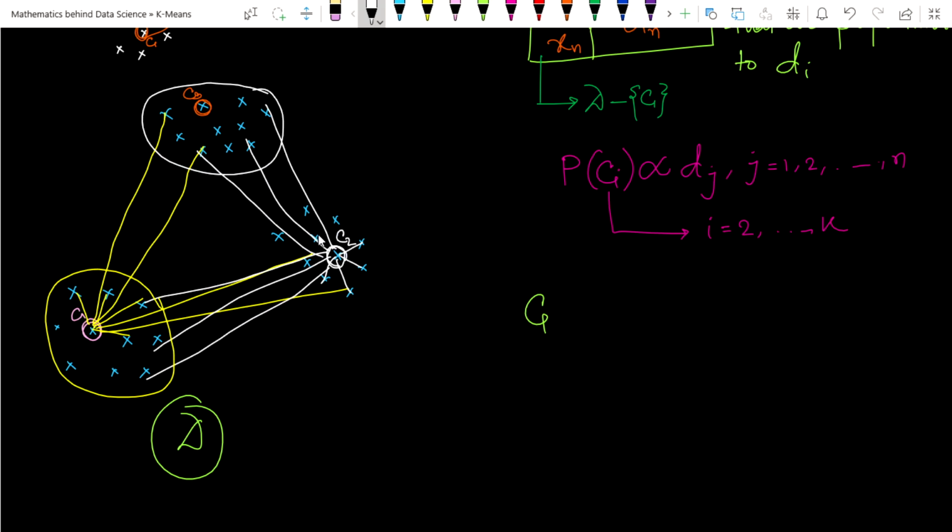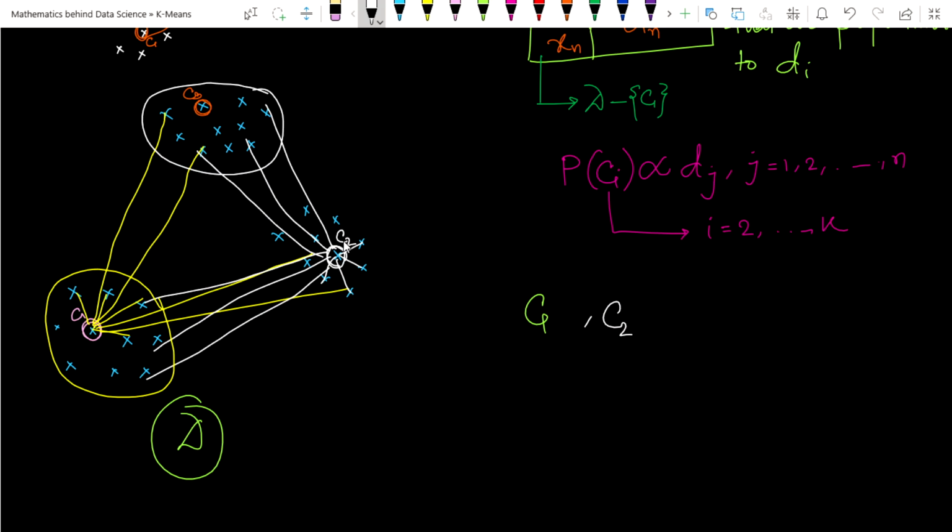So there may be a chance of being picked up here, but the chance is very low. The distances from these regions to this point are much greater, so the chance of picking from these regions is much higher. Suppose we take the next point that we have picked from this region.